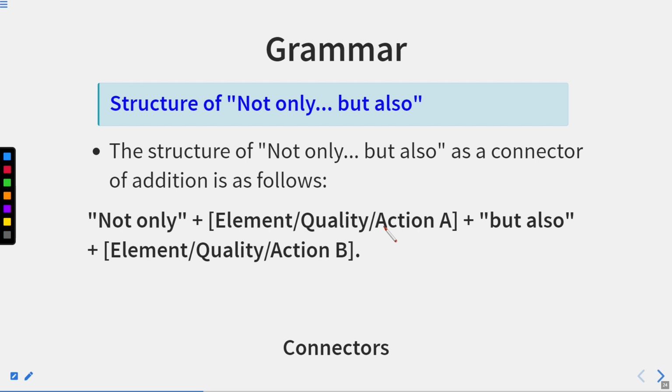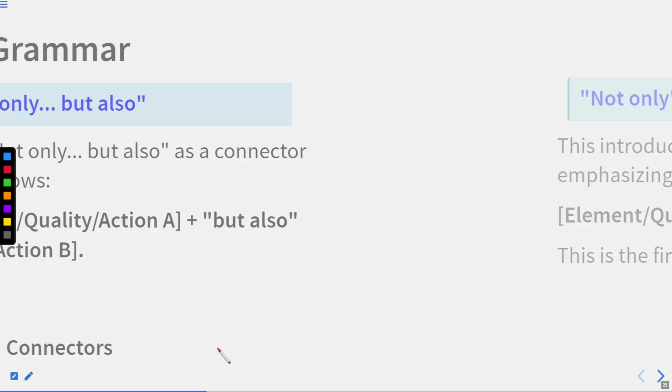The structure of not only but also as a connector of addition is as follows: not only plus element, quality or action A, but also, and after that we have element, quality or action B. Now, quality, because we can also have adjectives over here, we can have verbs, we can have a noun or pronoun. So we can have various parts of speech just after not only but also, depending on the situation according to the sentence or the sense of the sentence.